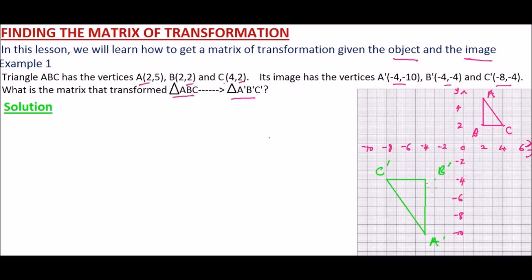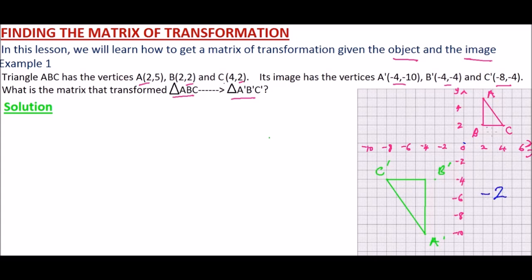If you count the length of AB, that is 1, 2, 3, 4, 5, 6. AB here it is 1, 2, 3. So the length of BC, it is 1, 2, 3, 4. BC here, it is 2. So the triangle has been enlarged twice, but the center of enlargement is the origin, that is at 0, 0. At 0, 0, that is where we have the center. So the enlargement scale factor is -2.